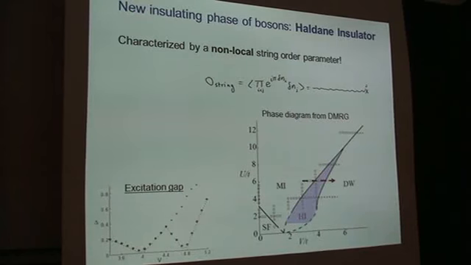Okay, so now let's go beyond mean field, and the first thing we did is solve it using DMRG. It's a one-dimensional model. It's not trivial to solve, but possible.